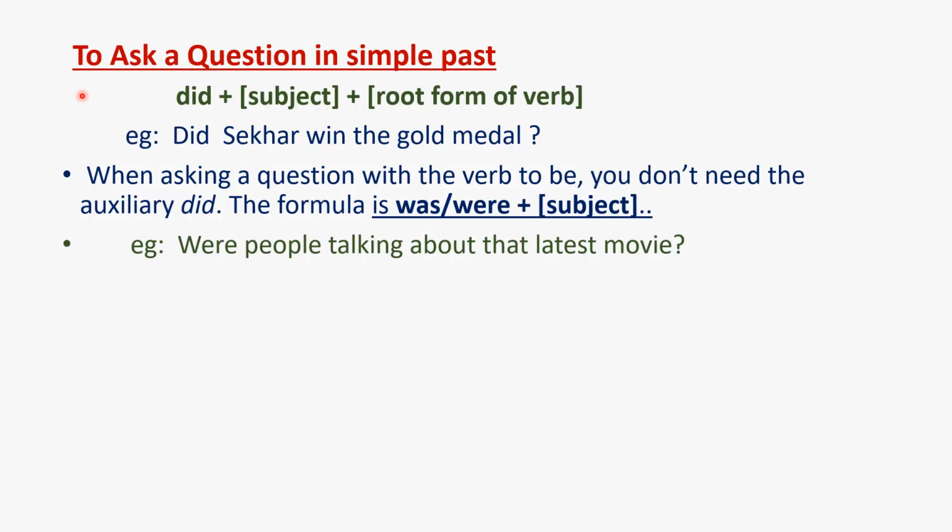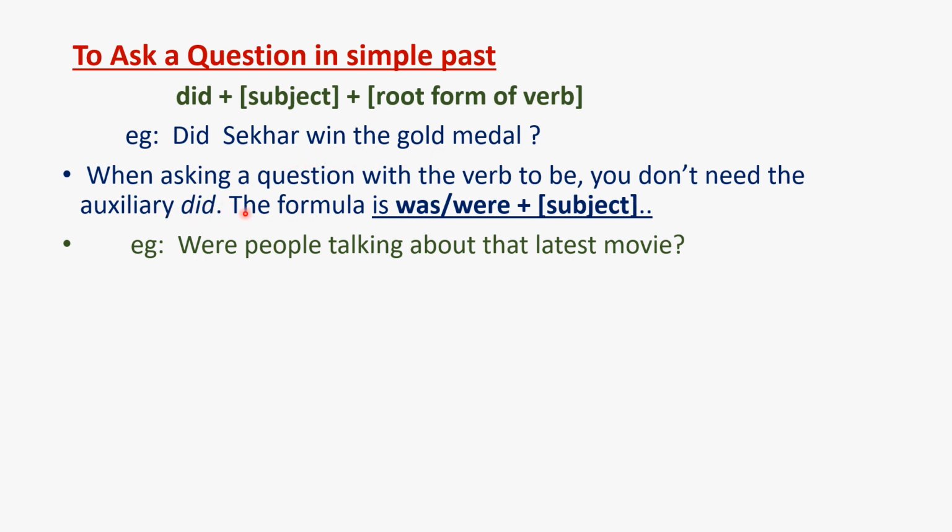Let us know how we can ask a question in simple past. This is the formula of question: did plus subject plus root form of the verb. Look at here the example. Did Sekhar win the gold medal? Did plus subject is the Sekhar. Win is the first form of the verb. Did Sekhar win the gold medal?